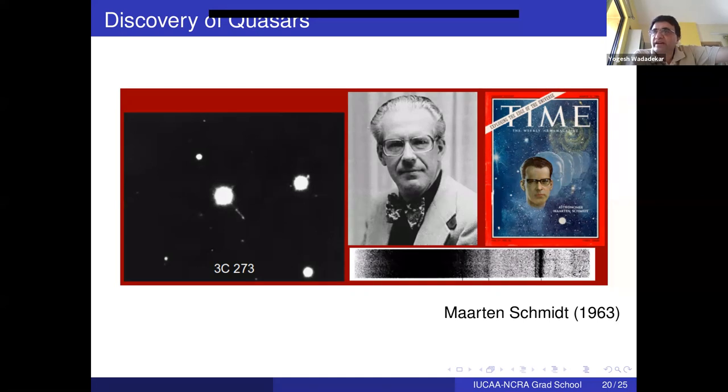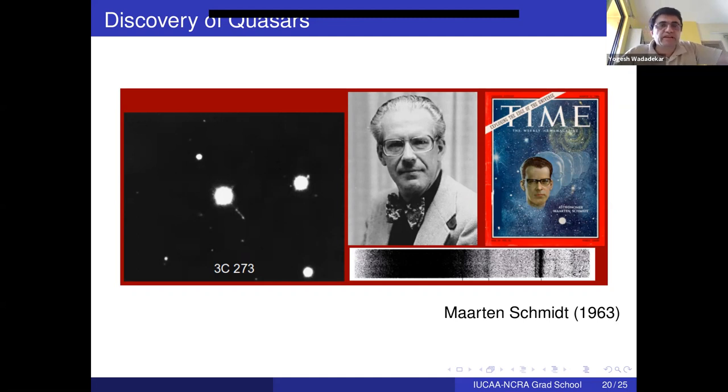At that time, the first radio surveys had become available. So there was the first Cambridge survey, the second Cambridge survey, and so on, made at Cambridge, England. The third Cambridge survey came up with a list of radio sources that they had detected in the sky. And then by using the positions of those radio sources, Martin Schmidt first identified each object with an optical source. And for this particular radio source, 3C273, he identified this star-like object. So he was immediately interested. Wow, how can a star emit so much radio emission? Let me go and check.